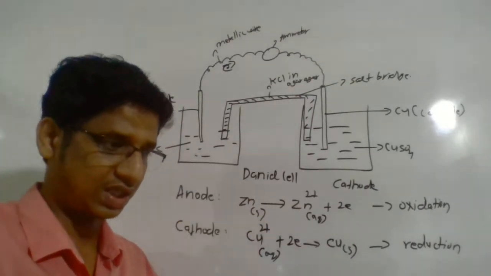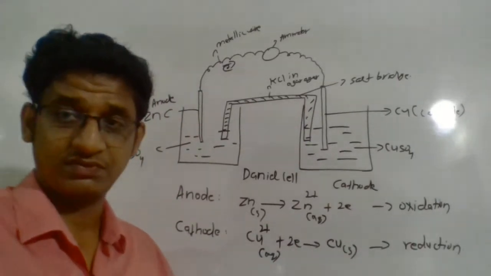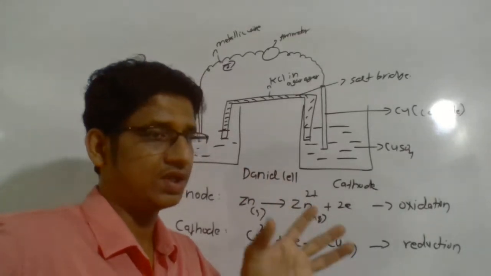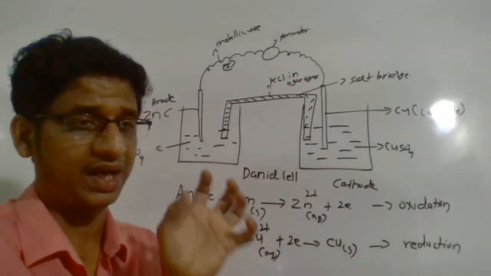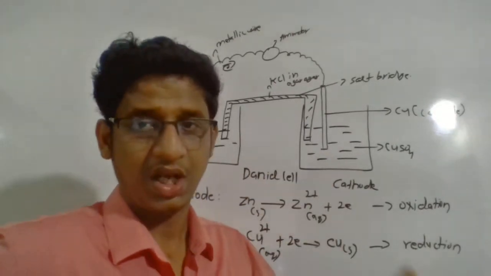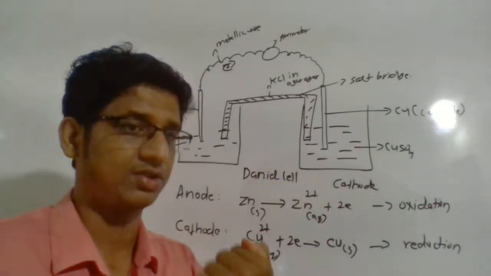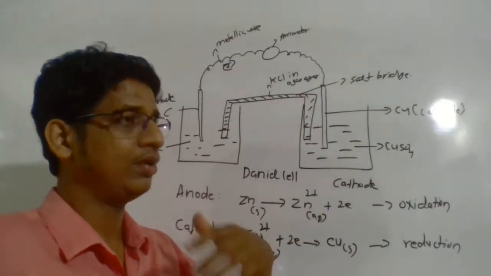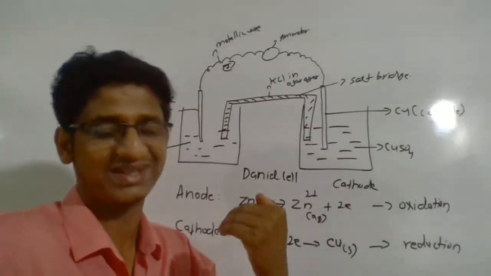We conventionally take reduction tendency as the standard tendency, where we compare the reduction tendency of different electrodes. One particular electrode having a high tendency to undergo reduction means you should automatically understand that it has a lower tendency to undergo oxidation. So they are opposite to each other. So zinc having more oxidation potential definitely means it has less reduction potential.